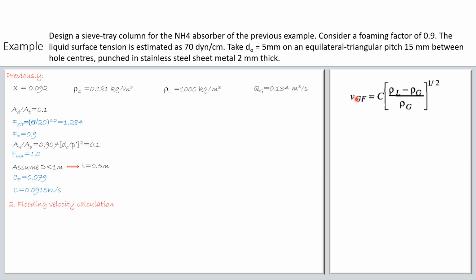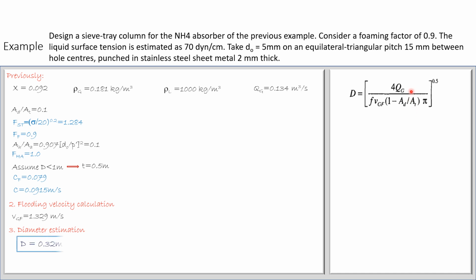Now I need to go and calculate the flooding velocity. I know the density of liquid, density of gas, capital C. So the flooding velocity is equal to 1.329 meter per second. Then I can easily just calculate the diameter using this equation. I know everything. In the previous example, the approach to flooding was 70%. AD over AT equal to 0.1. I know the volumetric flow rate of the gas stream, so the diameter equals 0.32 meter.